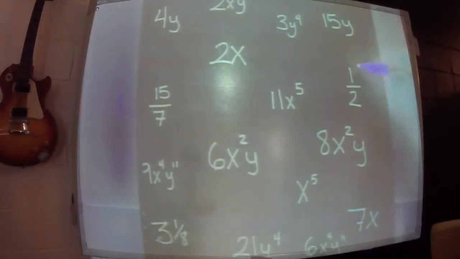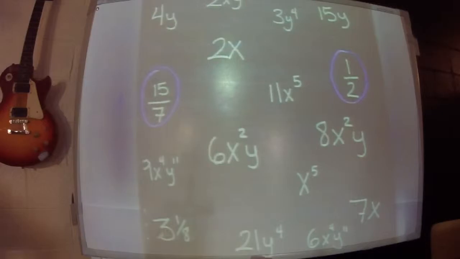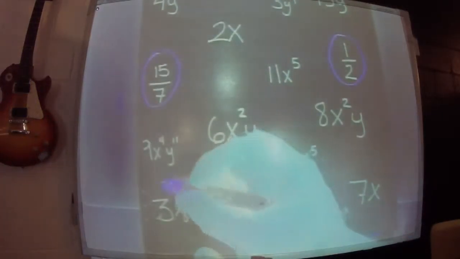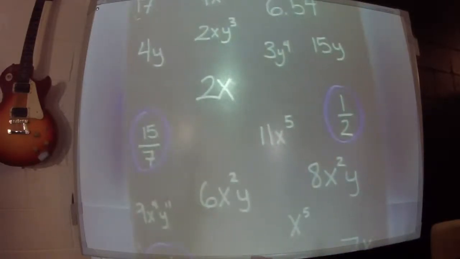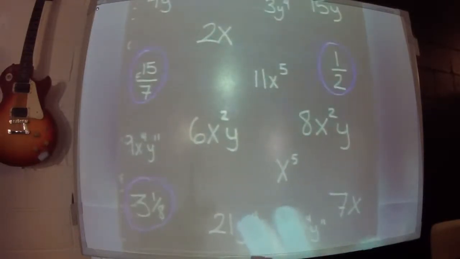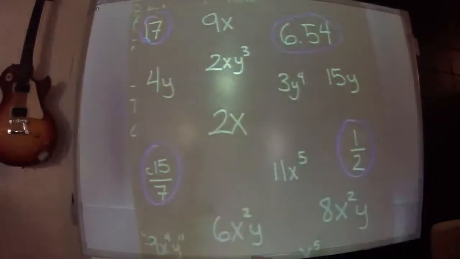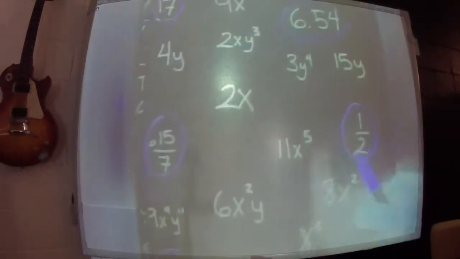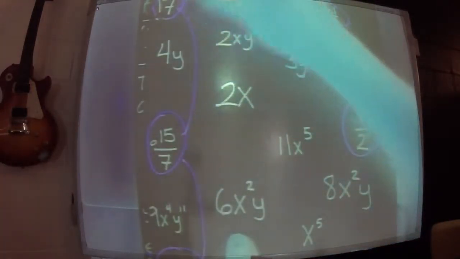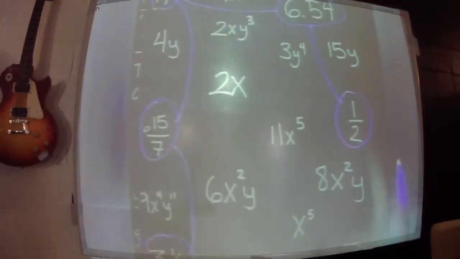2. Okay, I see 1/2. 15/7. Do we see any other that are just numbers? 3 and 1/8, so way down here. Any other just numbers around there? 6.54. And 17. You notice none of those things that are circled have letters with them. So they could all be combined together. Is that it? There's no more numbers that are no letters.